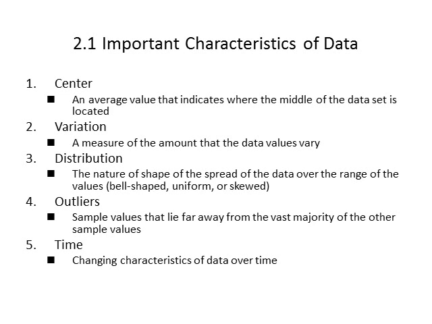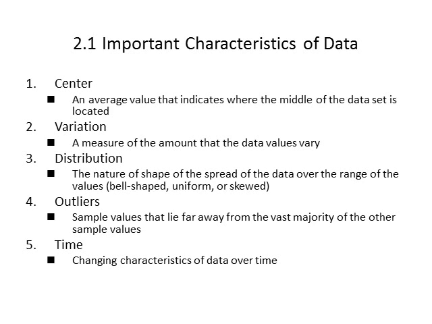Some important characteristics of data that are outlined in this unit are the center of data. The center is an average value that indicates where the middle of the data set is located. And there are several different types of centers that we'll actually discuss in this unit. There's also variation. Variation is a measure of the amount that the data values vary. And then distribution. Distribution looks at the shape of the data over the range of the values.